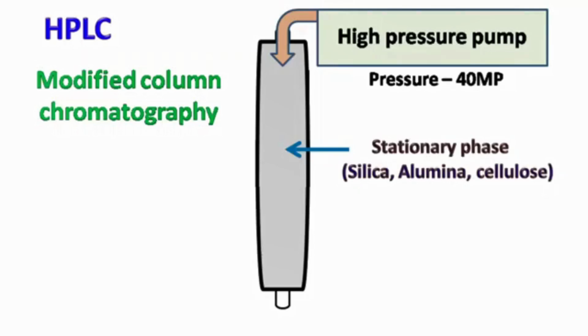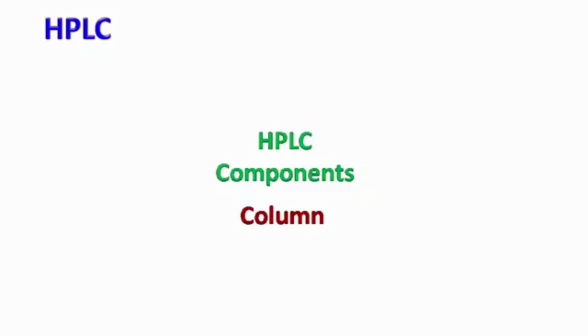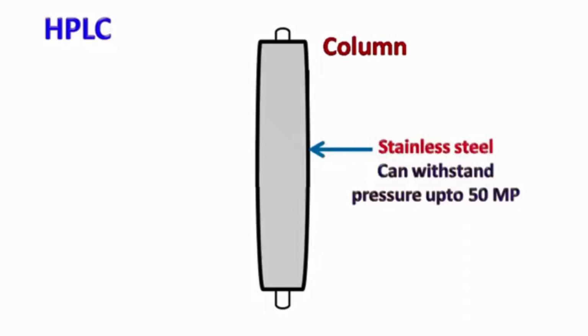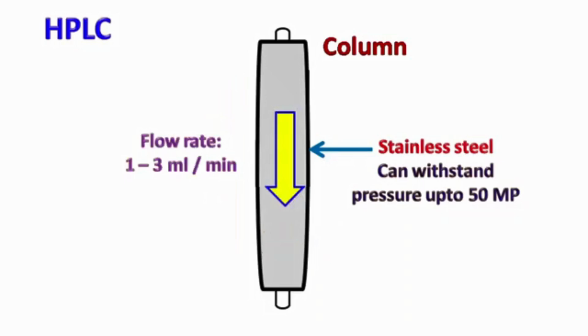The column is filled with an absorbent material which has a very small particle size. The small particle size gives a very large surface area for the sample molecules to interact. As a result, the efficiency of separation increases, giving high resolution. Let's see the components of HPLC. The column is made up of stainless steel which can withstand a very high pressure up to 50 megapascals. The length of the column can vary from 5 to 25 centimeters and have an internal diameter of 4.5 millimeter. The flow rate of mobile phase through the column is usually 1 to 3 ml per minute.